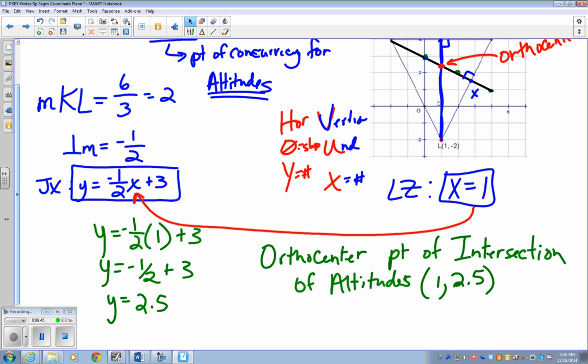So you will see altitudes and a possible orthocenter on your test. I hope that clarifies your steps and gives you some better reasoning. And definitely do the practice, the daily work, the in-class practice, the pre-AP special segment packet that we got in class, to help practice and be proficient with using special segments on the coordinate plane. All right, that's it.